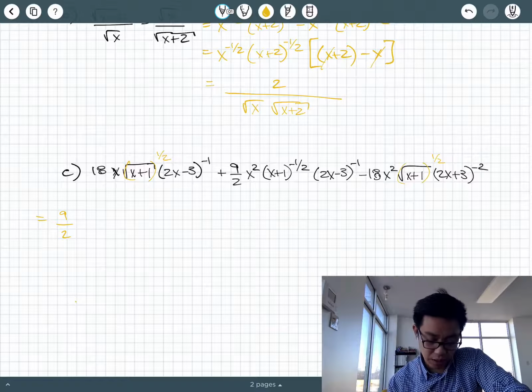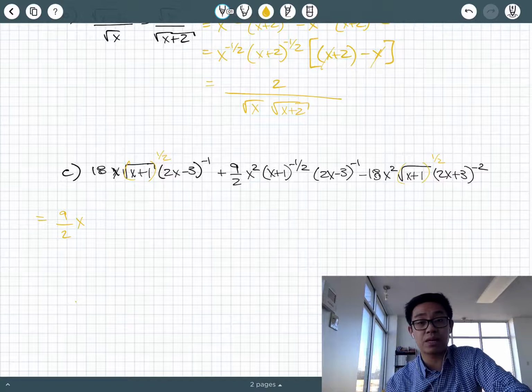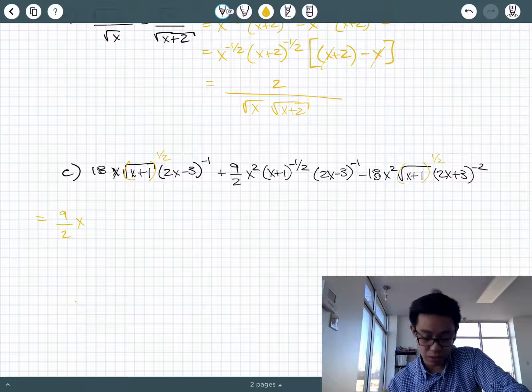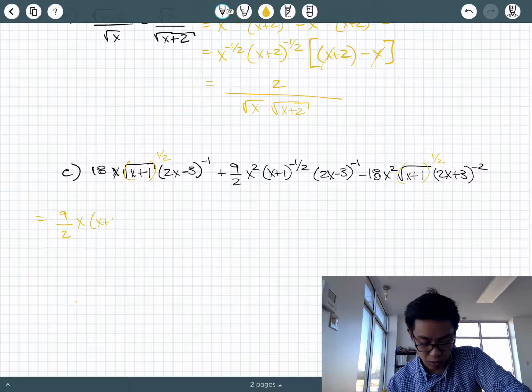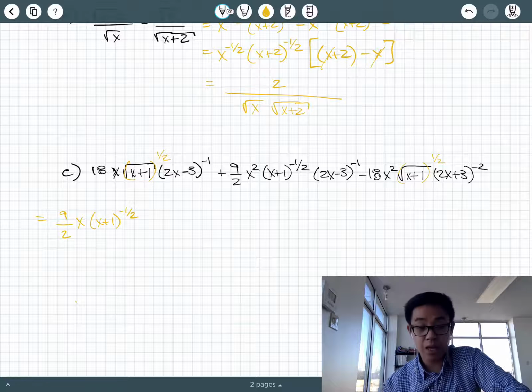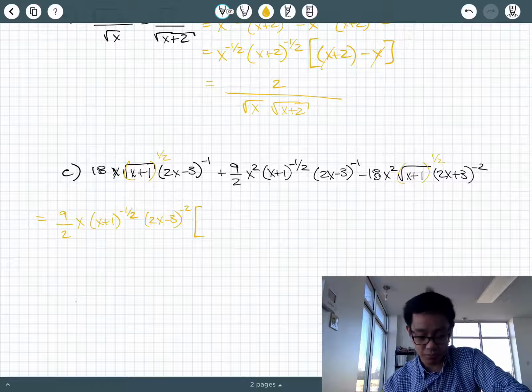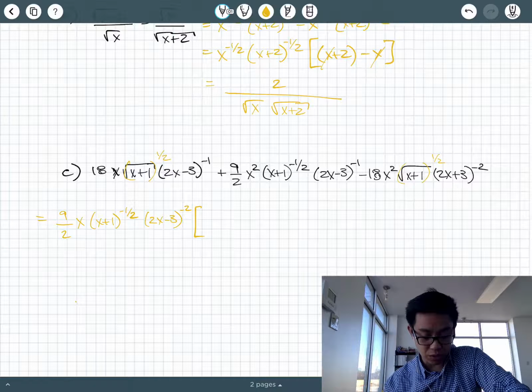They all have an x. The lowest exponent of x is x to the 1. They all have an x plus 1. The lowest exponent on that is x plus 1 to the negative 1/2. And they all have a 2x minus 3, so the lowest exponent on that is 2x minus 3 to the negative 2. Now, we'll common factor, or by division.